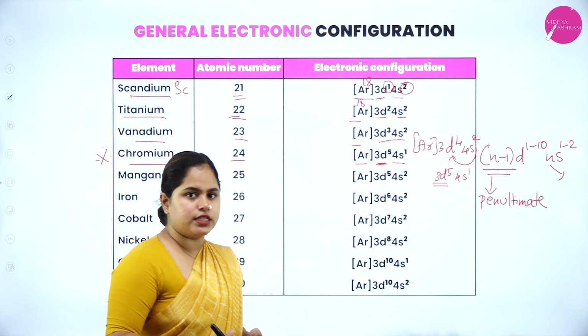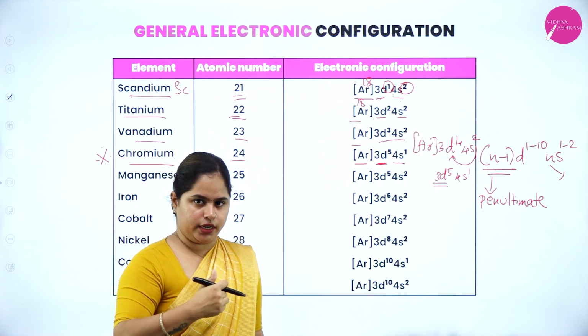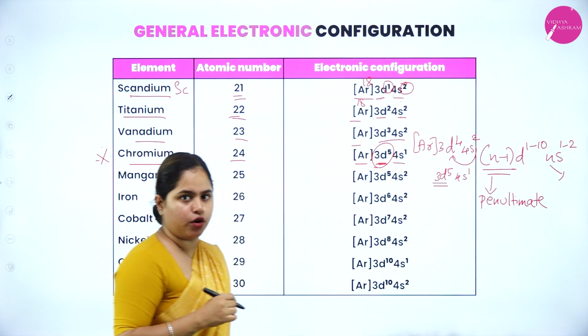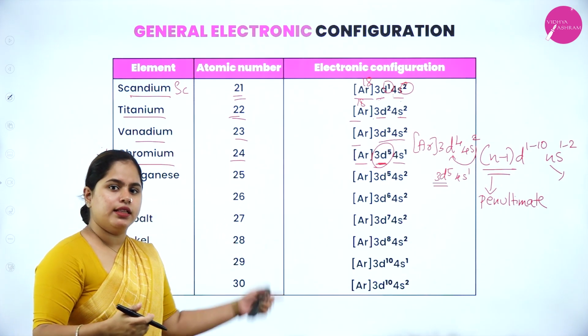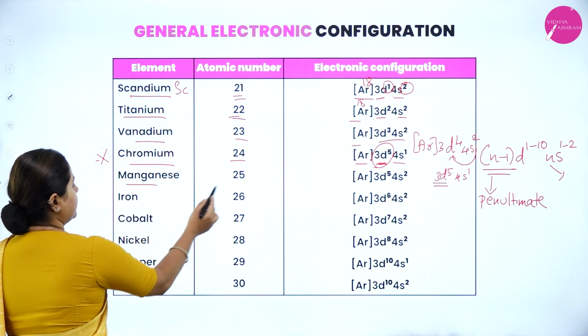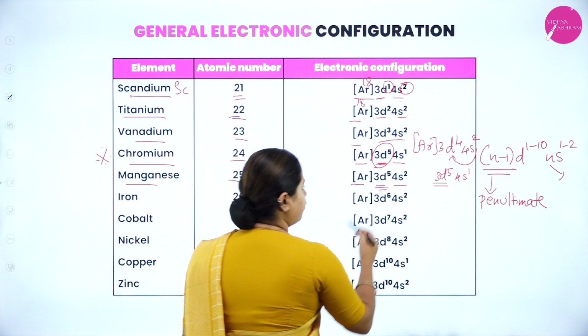So because of this reason, in the case of chromium, one electron shifts from the s orbital to the d orbital. Hence it gets a 3d5 half-filled electronic configuration. Hence it becomes stable. That is the reason it is an exception. Now moving on to the next one, manganese. Atomic number is 25. So you will have argon 4s2 and 3d5.